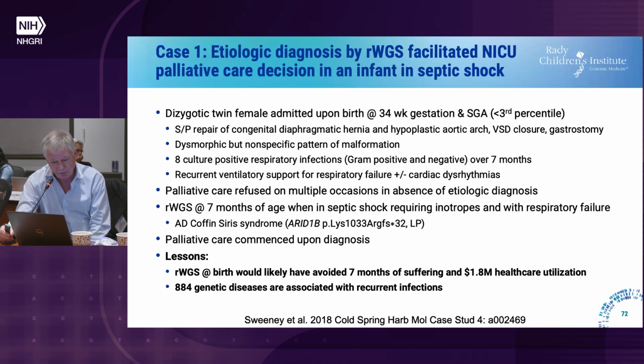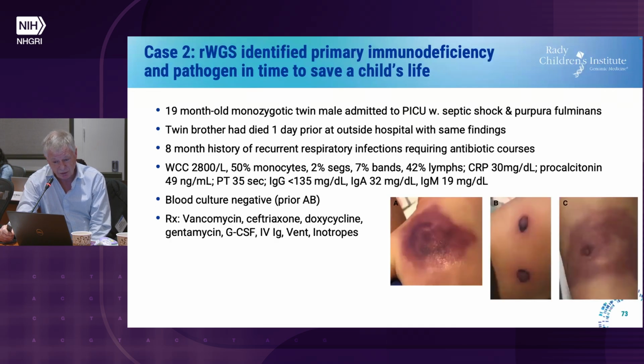So rapid genome sequencing at birth would likely have allowed the family to have made a very different decision regarding their baby child. So this study would suggest, yes, we are missing out by not having recurrent infection being an indication for rapid genome sequencing. Okay, second study, or second case.